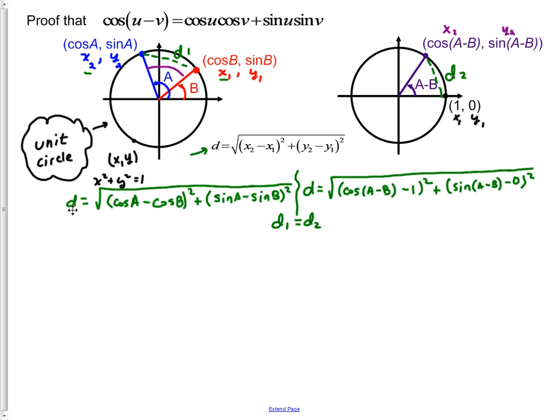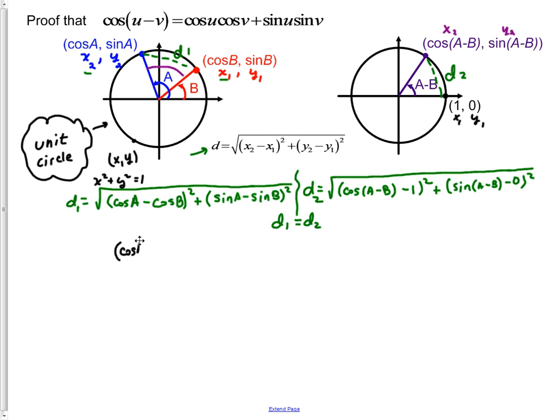Which is kind of helpful for us because here's distance 1 and here's distance 2. In fact, we have an equation where these two things are set equal to each other. If the square root of (cosine a minus cosine b) squared plus (sine a minus sine b) squared is equal to the square root of (cosine of a minus b minus 1) squared plus (sine of a minus b minus 0) squared, then in fact these two quantities under the radicals must equal each other. So we actually have this equation.